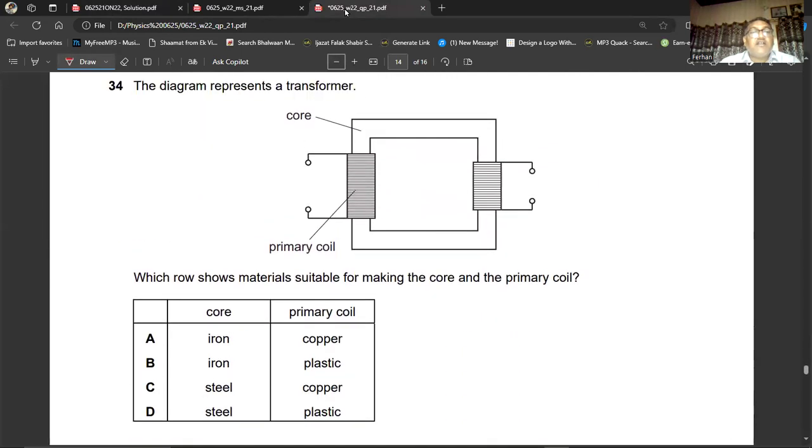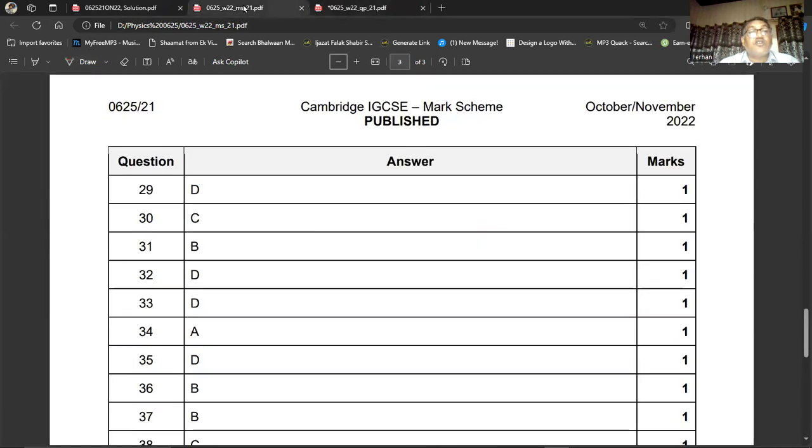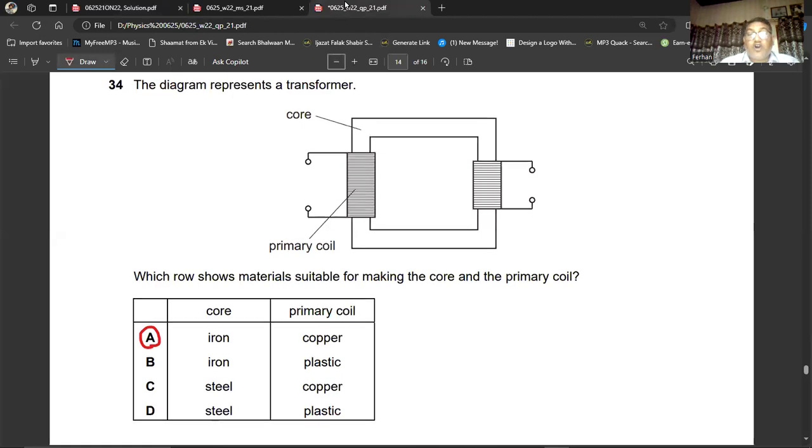Okay, question number 34. The diagram represents a transformer. So here we have a primary coil, here we have a secondary coil. This is the core. The core is made of soft iron, and these coils are made of copper. Which row shows material suitable for making the core and the primary coil? The core is made of soft iron, and the primary coil is made of copper. So I think directly A is the answer, sir. Question number 34, A is the right option, sir.